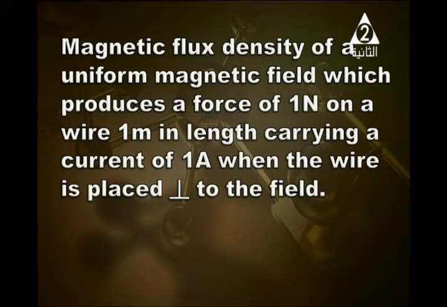Magnetic flux density of a uniform magnetic field which produces a force of 1 Newton on a wire 1 meter in length, carrying a current of 1 ampere when the wire is placed perpendicular to the field. Of course, it is the Tesla.